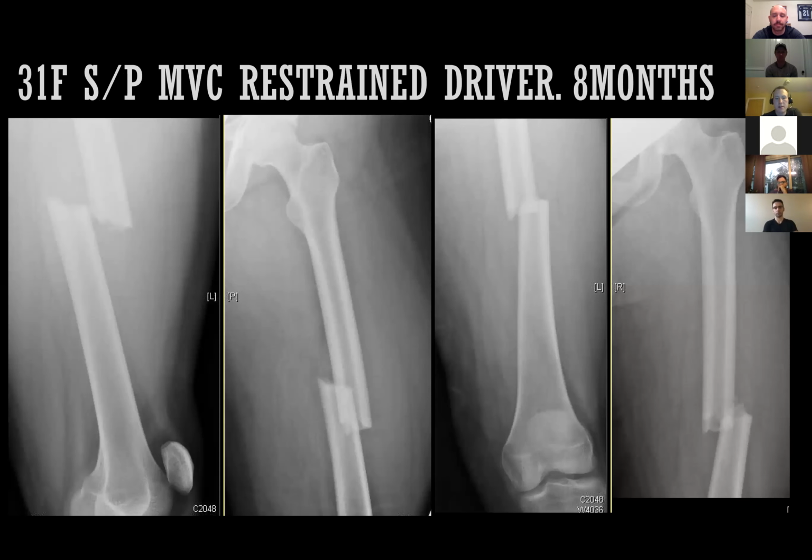So let's go through some cases. We have a 31-year-old female here. She's status post MVC. She was a restrained driver. And she just happens to be 8 months pregnant. So here are the radiographs we obtained in the trauma bay. It's very common that we get these multiple views of femoral shafts. That bone is too large to capture on one x-ray. So we'll usually have an oblique x-ray, not an AP or lateral. It's just some odd view of the femur, and then another odd view, and then usually we can get AP views.